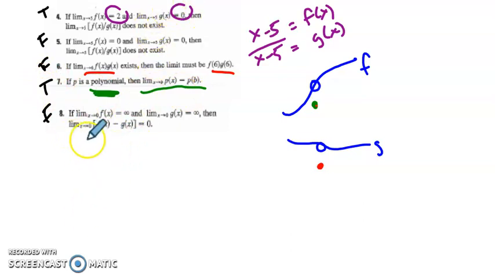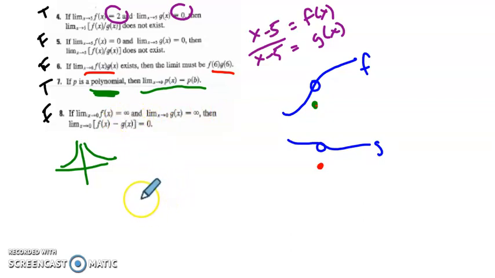Okay, so number 8 says, if the limit of both f and g as x goes to 0 is infinite, then the limit as x goes to 0 of f minus g is 0. Well, first of all, if the limit is infinity as x goes to 0, we have some graph that might look like this. This is one example. But the trick is they're basically saying if you take one infinity minus another infinity, then you are going to get 0. But that is not necessarily true. And I'll just give you an example.